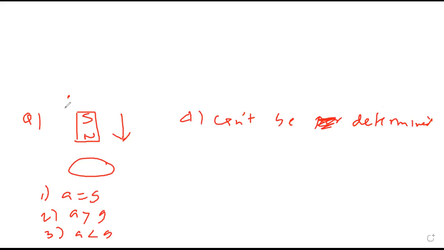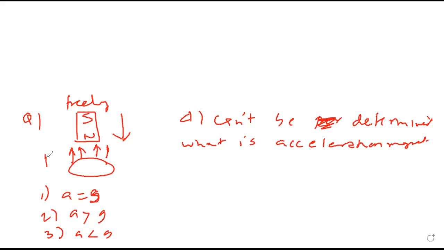A magnet is falling freely. Then what will happen if there is a coil below this? A is G, or greater than G, or less than G. Earlier it was falling freely. We want the acceleration. What is the acceleration of the magnet? Sir, less than G. Yes, because this will oppose, na? This will oppose by force. So acceleration will be less than G, perfectly right.